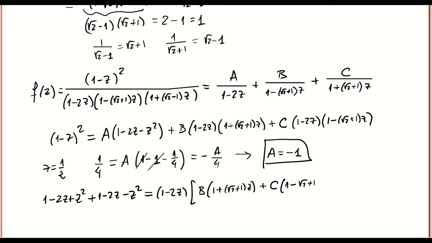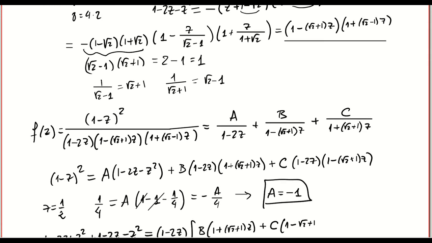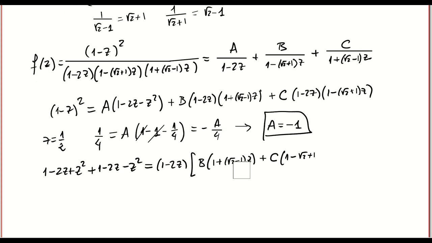There is a plus that should be a minus here somewhere. Yes, this is a minus, the one that is with c. So this is a minus, minus 1 times z. So there is a minus here, square root 2 minus 1 times z, and here we have plus 1 times z. So this is what we have now.